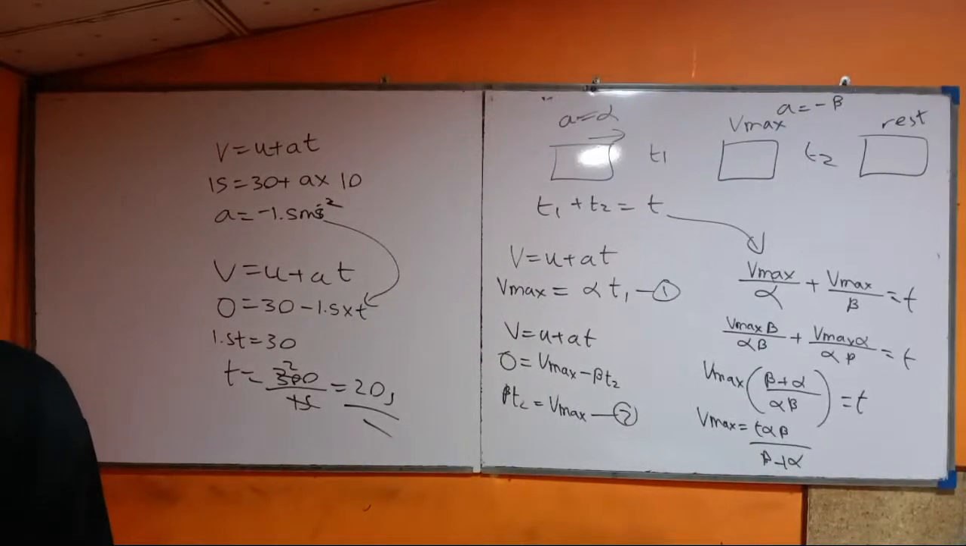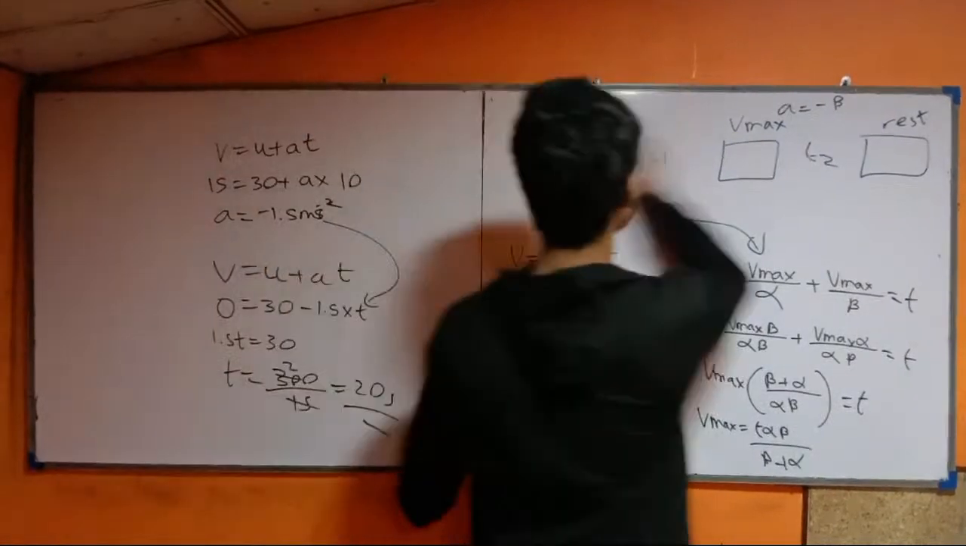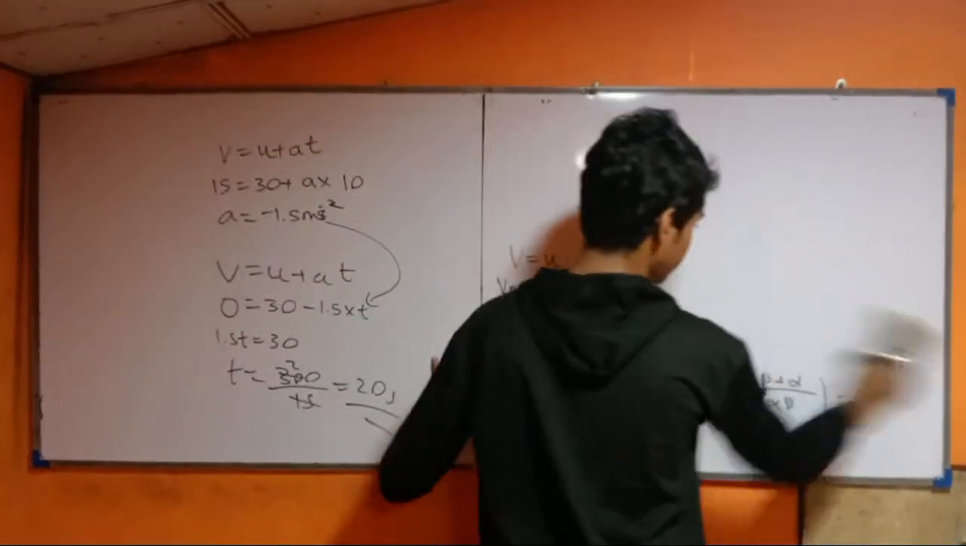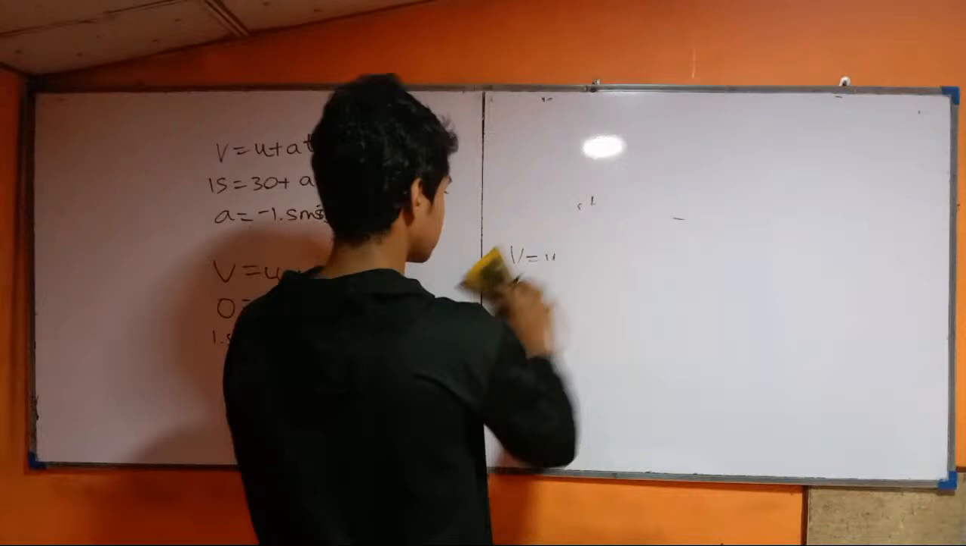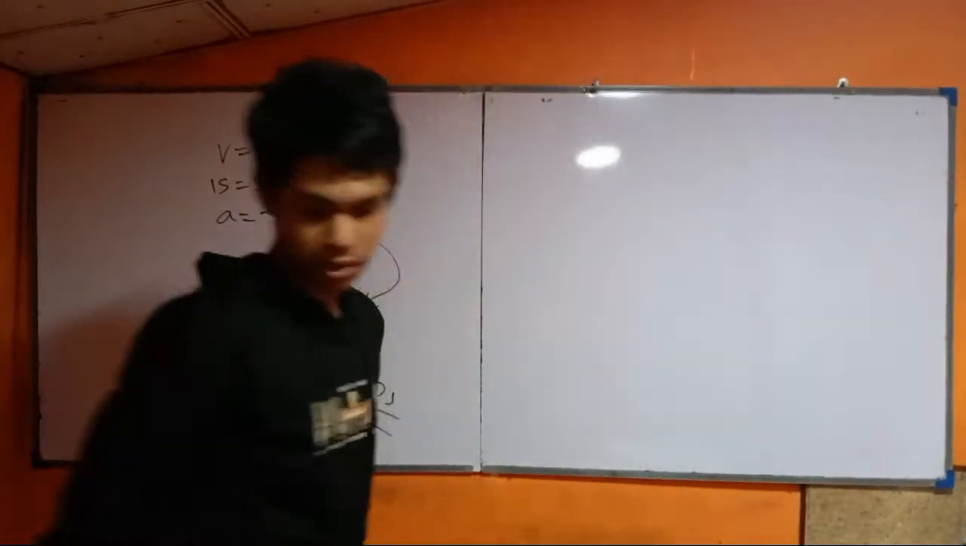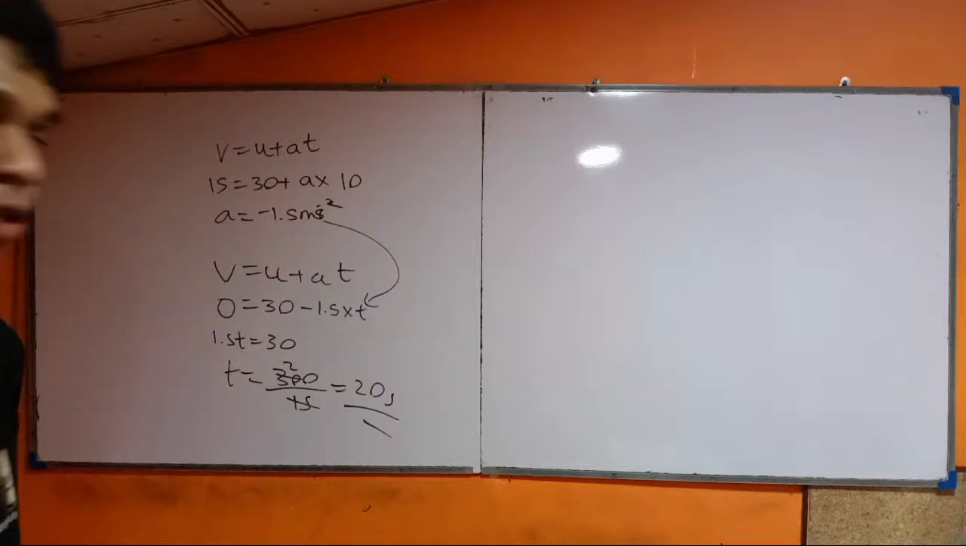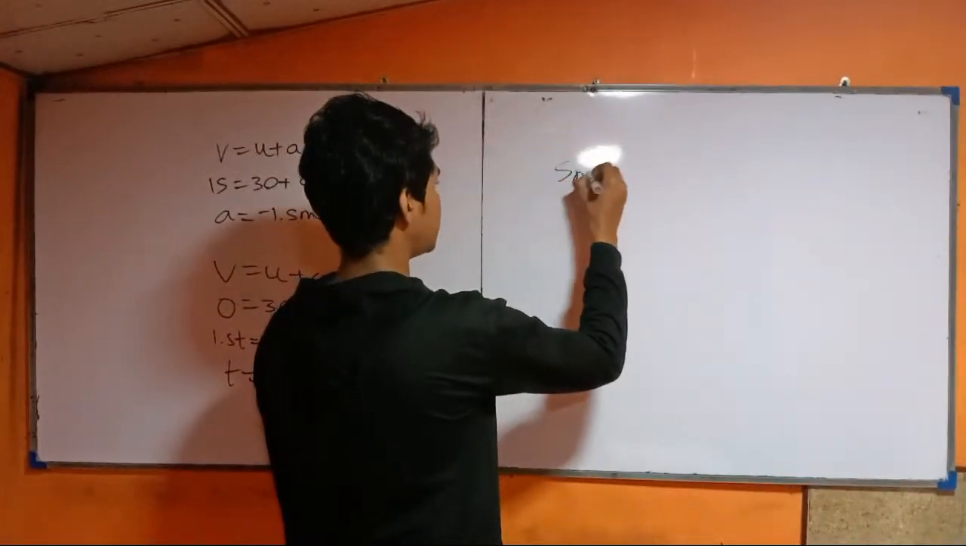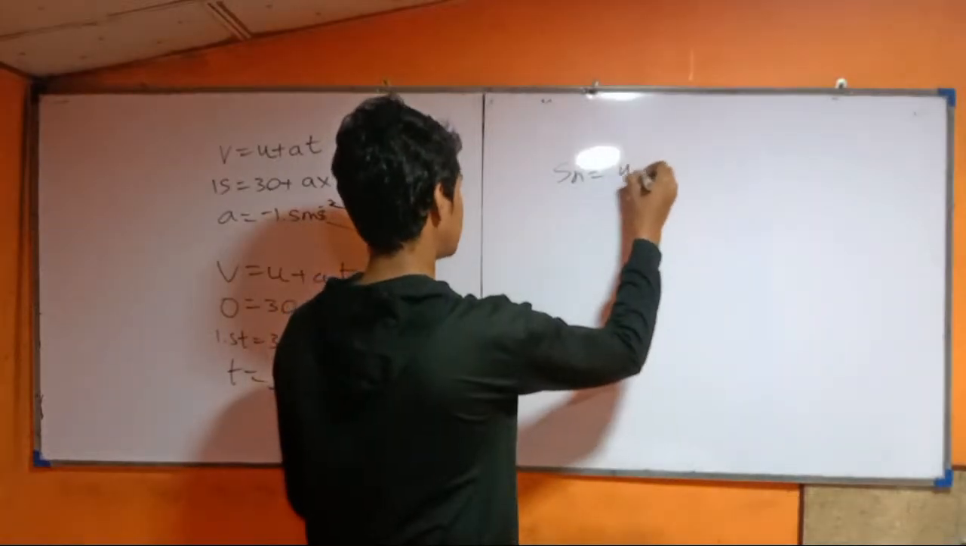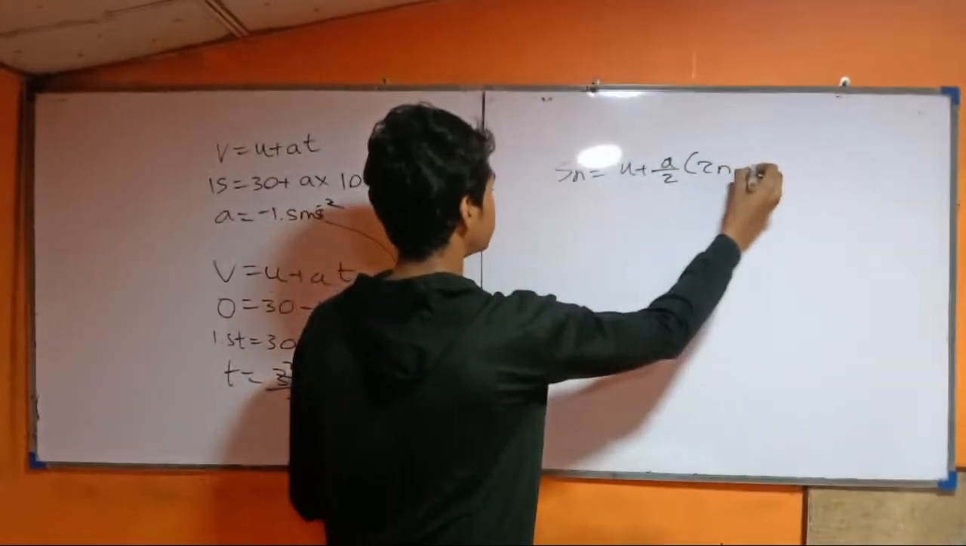Then the 14th one. An object starting from rest accelerates uniformly. In the 5th second, it travels a distance of 90 meters. What is the velocity of the object at the end of the 5th second, in meter per second? I taught you an equation. You can use that if you want. Sn is equal to u plus a over 2 into 2n minus 1.